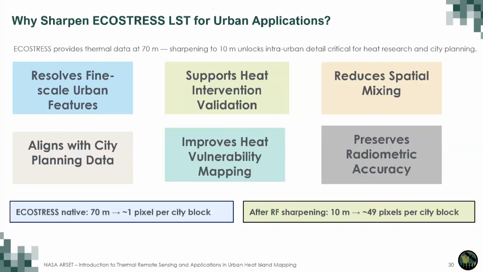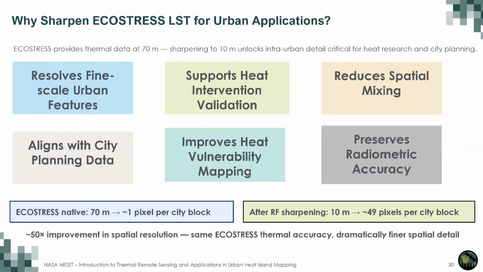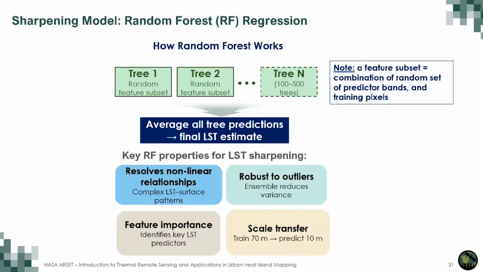So at 70 meters, you can think of it as a small city block scale temperature. And then after the sharpening, we end up with 10 meters, which is equivalent to 49 pixels. And so we have a 50 times improvement in the spatial resolution using this methodology.